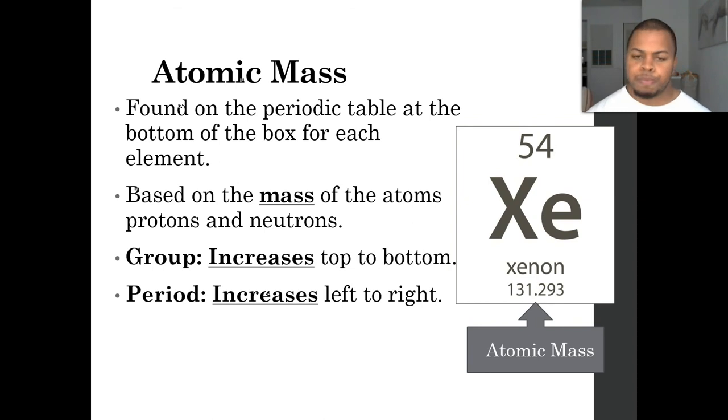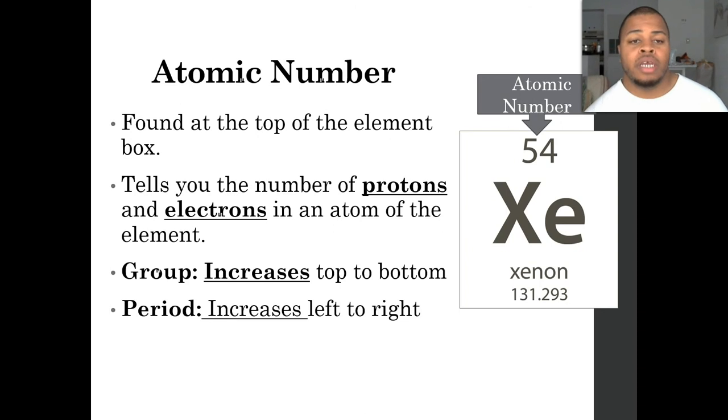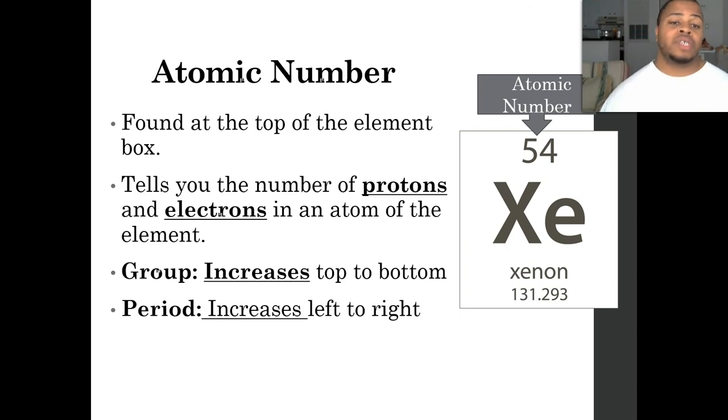all in one direction. Now, as time went on, Henry Moseley and some other scientists looked at the information and said, well, it actually fits a little bit better if we organize it by atomic number. And so we went through a shuffling of the periodic table. It was only some slight changes that actually happened. Now, this is usually found at the top of the box where you find the element. And this is going to tell you the number of protons and electrons in an atom.